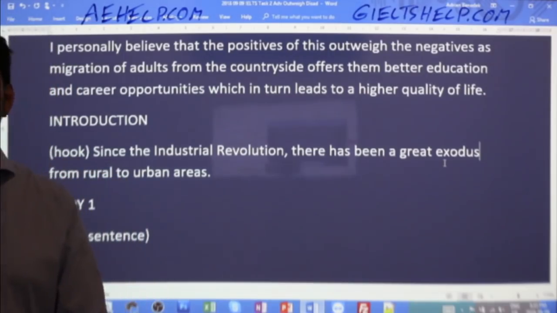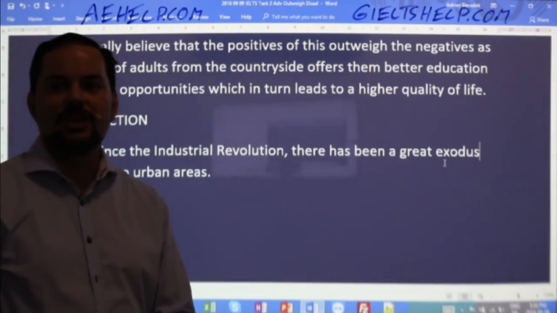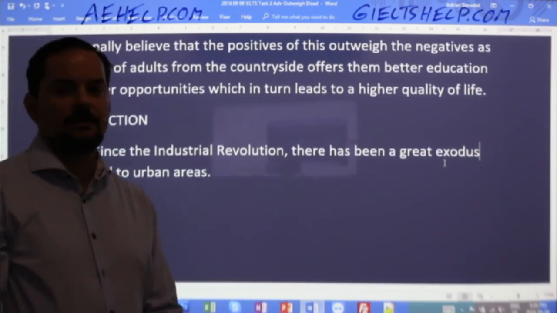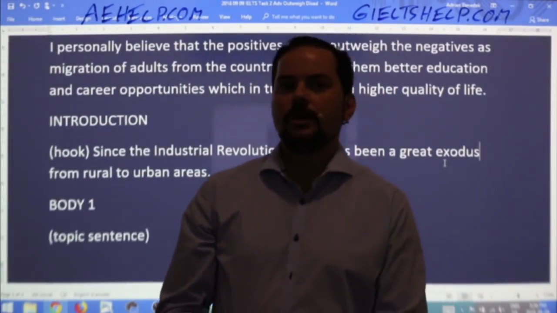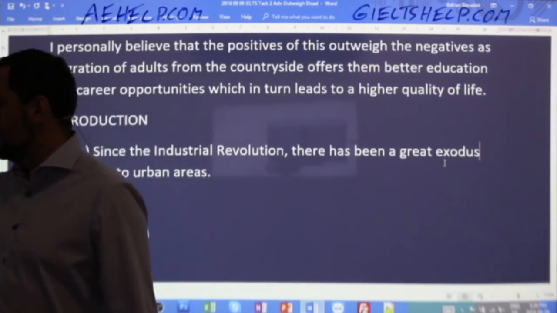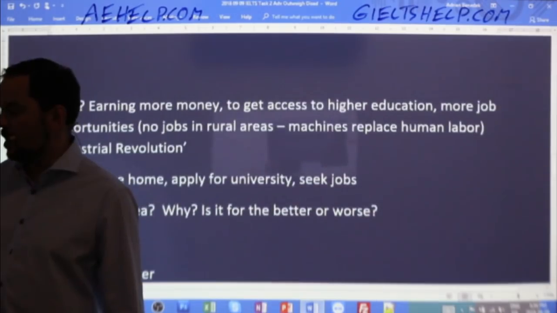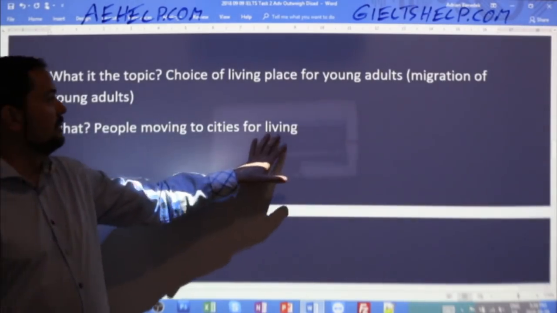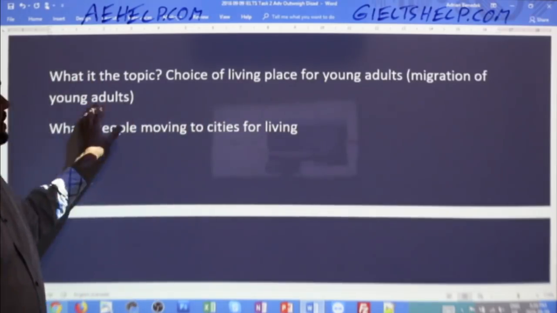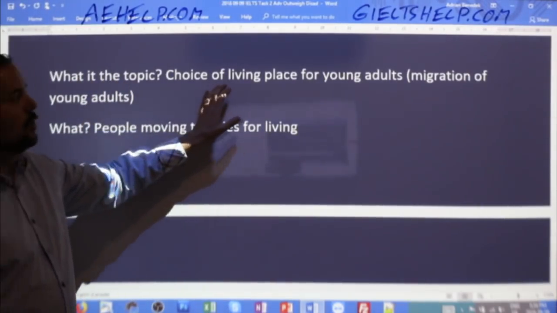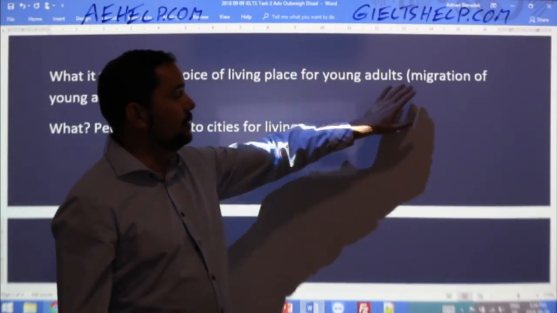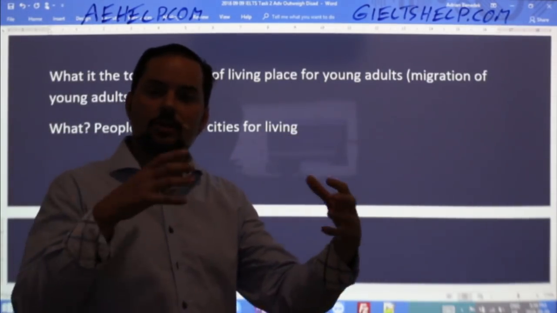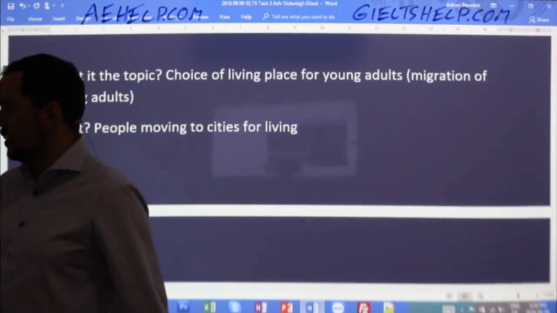Naveen says, individuals definitely have the right to quality education and higher quality of life. I think you're off topic there, Naveen. Naveen, for the hook, try to include the topic of the discussion in some way. So here, remember that the topic is people moving to cities for living, or here, migration of young adults. So this is what the topic is. Your hook, a good hook, should have the topic clearly in there somewhere. Okay, I don't find that in yours, Naveen, so it seems too broad. It seems like you're going to be lost when you're writing. All right, so stay focused.